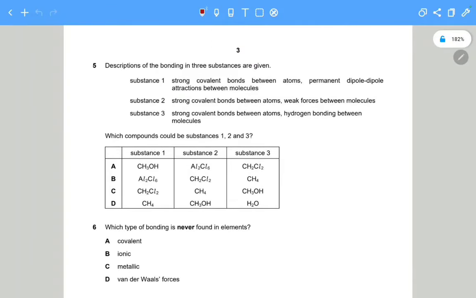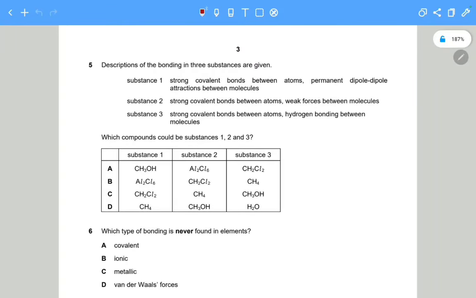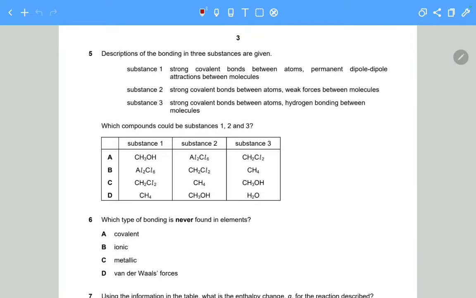Question 5. Descriptions of the bonding in 3 substances are given. Substance 1, strong covalent bonds between atoms, permanent dipole-dipole attractions between molecules. So let's stop right here. Before reading substance 2 and 3, let's see from the table given which option satisfies substance 1. So strong covalent bonds between atoms, permanent dipole-dipole attractions between molecules.